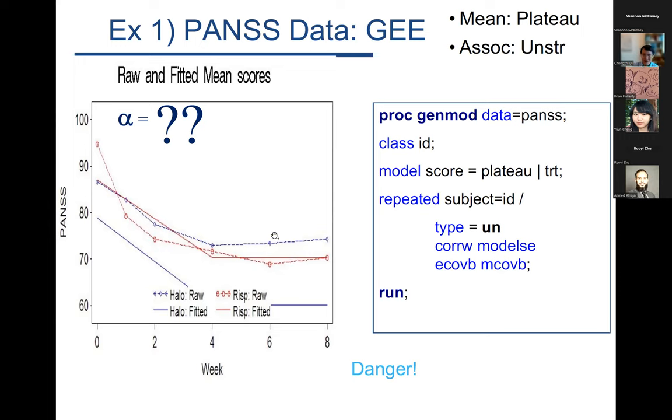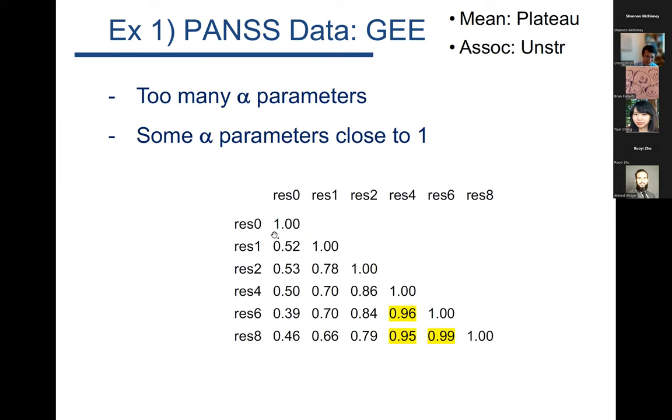If you run this, the program will give you a warning. I think there are two reasons. One reason is that there are simply too many correlation parameters. The correlation matrix is really big, so you have many parameters to estimate. The second is that some of the correlations are close to one. If you look at the correlation matrix of the original data, there are a few elements, especially after week 4, that is weeks 4, 6, and 8, I believe, where the correlations are really close to one. In that case, sometimes you can run into instability in estimation.